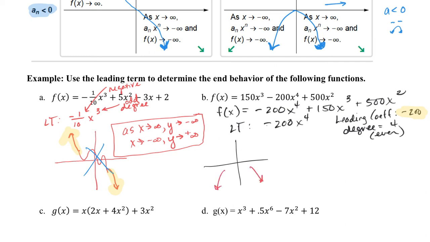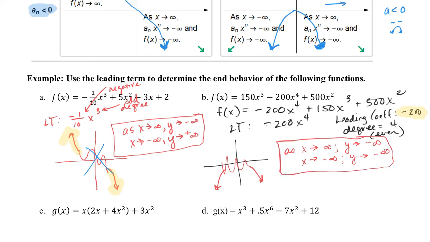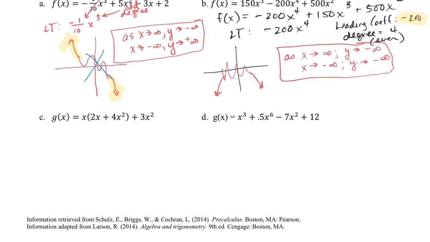Okay, so I'm going to have a bunch of other stuff going on in the middle here, whatever this looks like. But the end behavior is what I'm concerned about. So as x approaches positive infinity, y approaches negative infinity, and as x approaches negative infinity, y also approaches negative infinity, going in the same direction. Okay, so what I'd like you to do for C and D is take a shot at those yourself. And then when you've got C and D both done, come back to the video and check your work and let's see how you did.